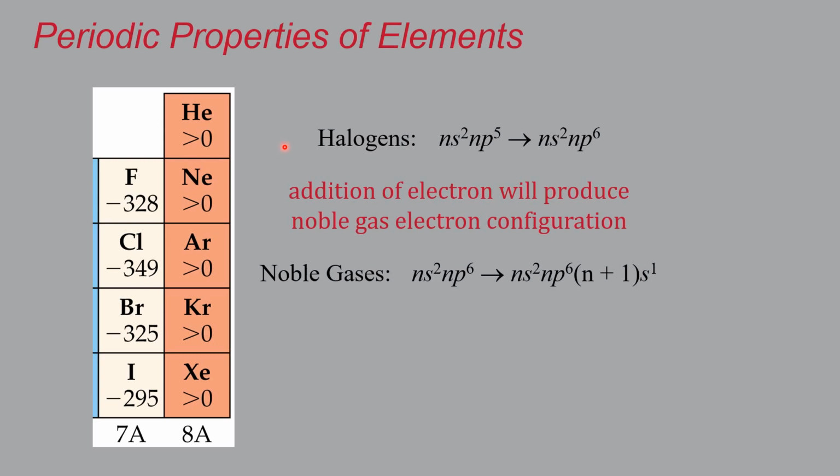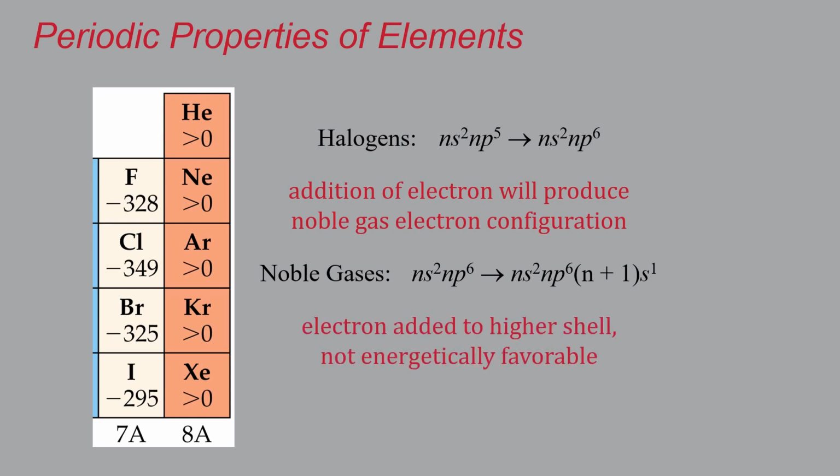The noble gases, on the other hand, already have that complete shell. They already have configurations of ns2 np6 for their neutral atoms. For them, the addition of an extra electron actually just makes matters worse, because that extra electron is going to be an s-type electron in the next shell up. So that electron is added to a higher energy shell, and the whole process just isn't energetically favorable, which is why they don't do it particularly easily.